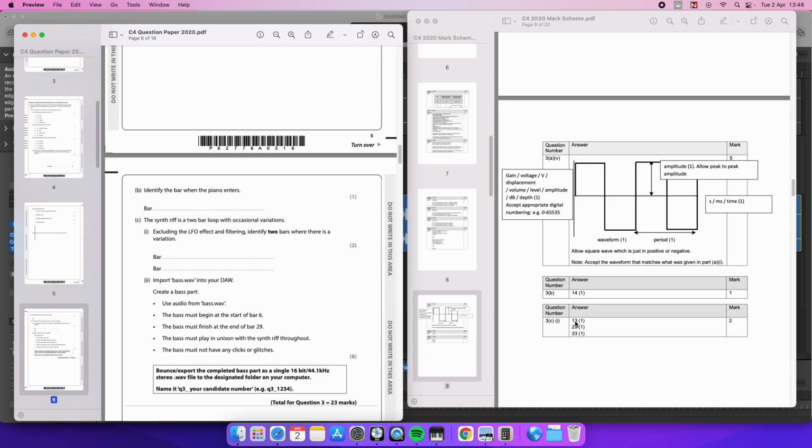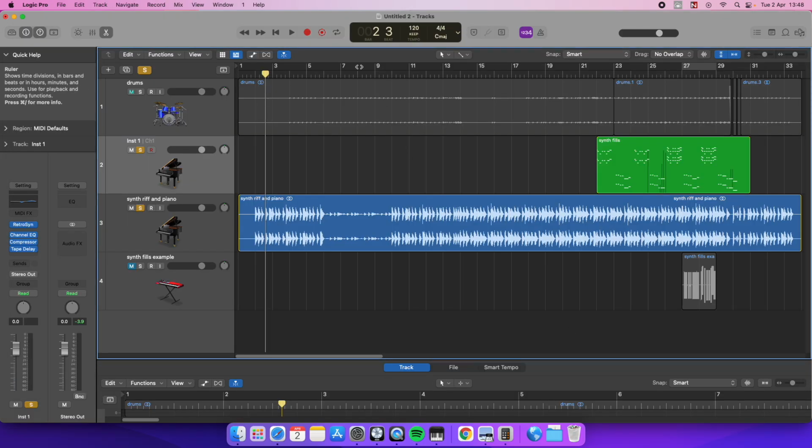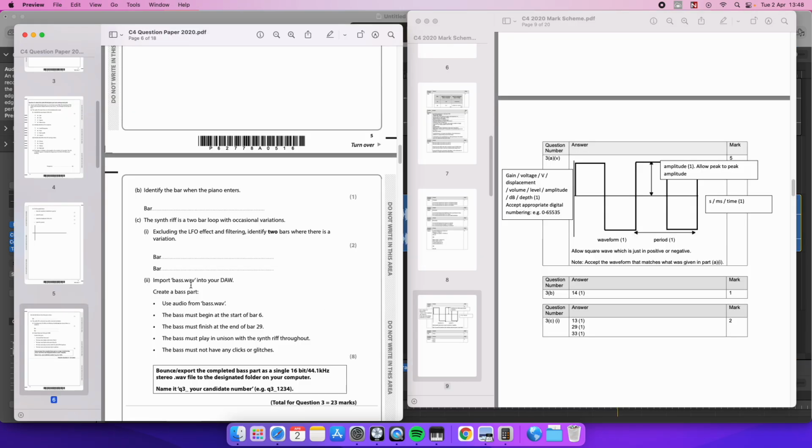So bar 13, that's 1 bar. What's going on in bar 13? Okay, so that's the variation. It's like... So it's the variation.